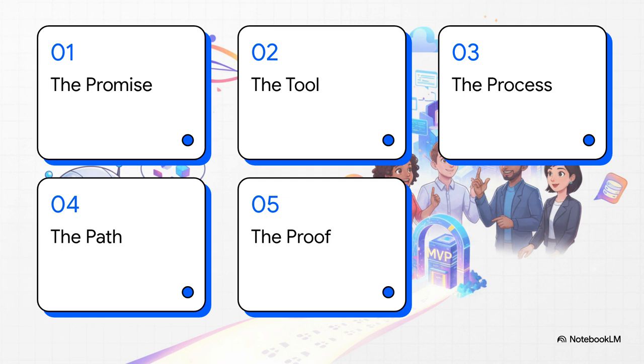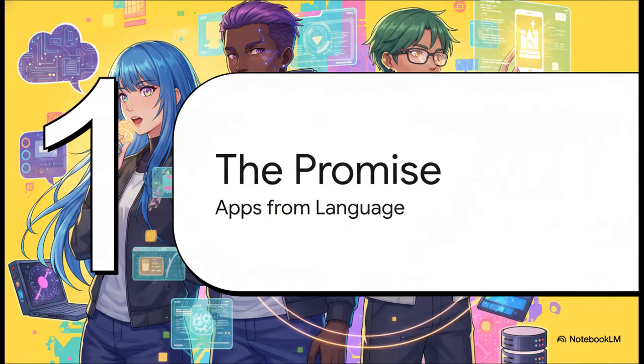So here's our game plan. First, we'll get into the incredible promise of all this. Then we'll meet the tool that makes it happen, Loveable AI. After that, we're going to walk through the actual process, step by step, lay out a path to getting really good at it. And finally, see the proof in the pudding, going from just an idea to a real product. Okay, let's jump right into this first section.